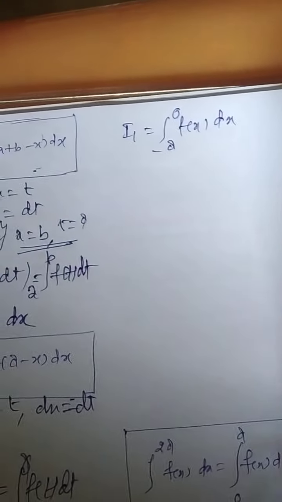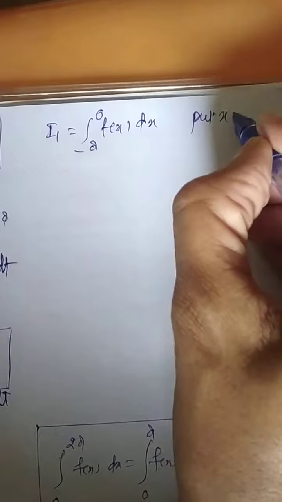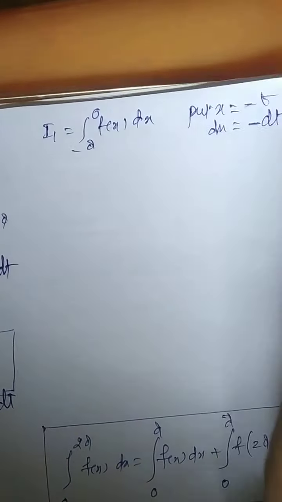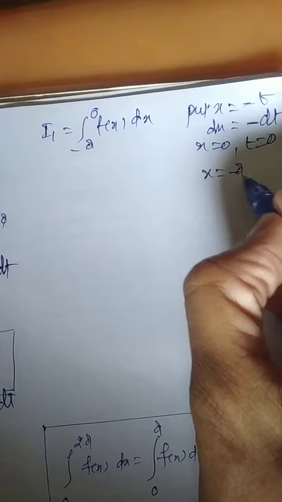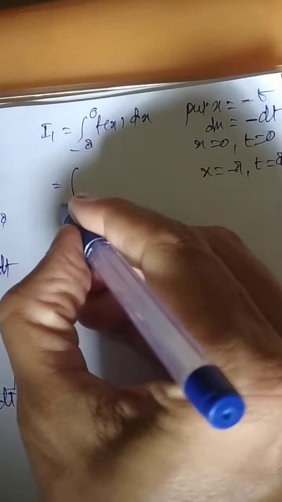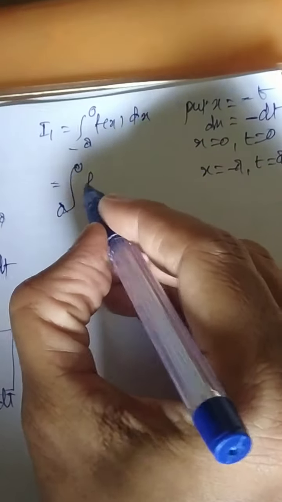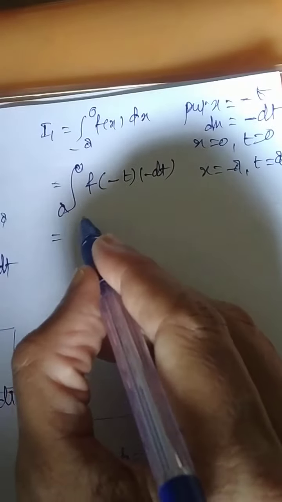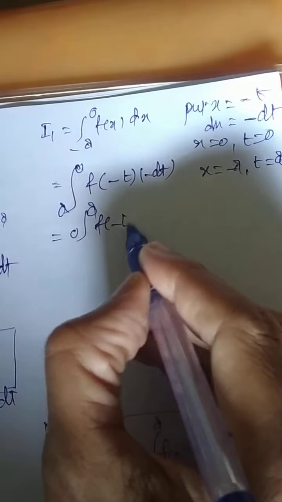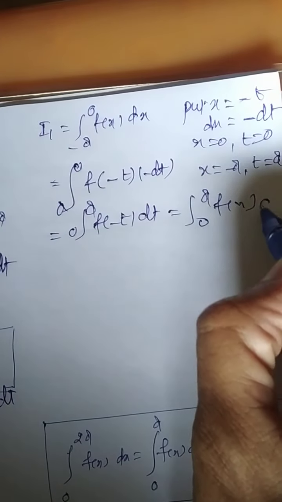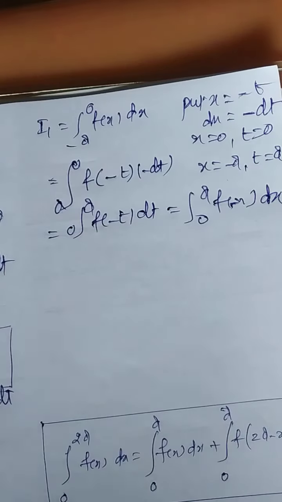Now in this expression put x is equal to minus t, so dx will be equal to minus dt. Change the limits: if x is equal to 0, t will be 0, and when x is equal to minus a, t will be equal to a. Now I1 is nothing but the integral from a to 0 of f of minus t times minus dt. You can interchange the limits, 0 to a of f of minus t dt, and you can change the variable: 0 to a of f of minus x dx.